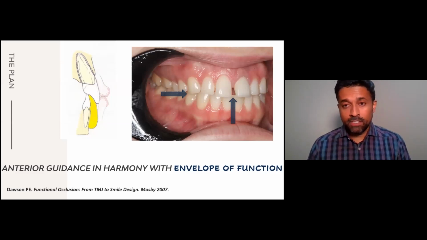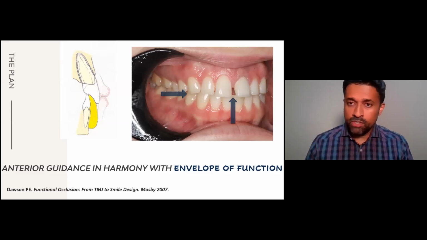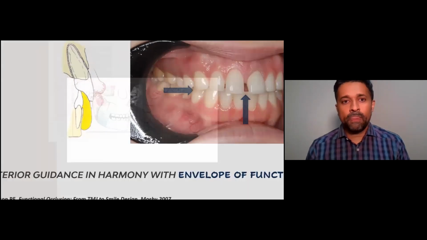This concept of envelope of function, centric relation, and a lot of these occlusal concepts can be found in Pete Dawson's book. He was the founder of the Dawson Academy, and his book is an incredible textbook. It's so important for foundational knowledge on this. It's called Functional Occlusion: From TMJ to Smile Design, something I'd highly recommend you look into.